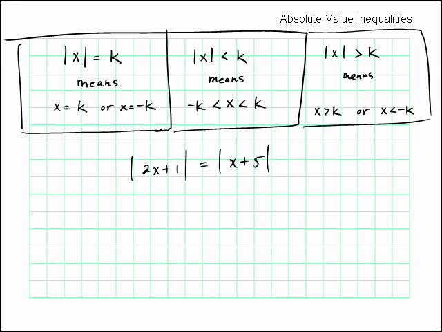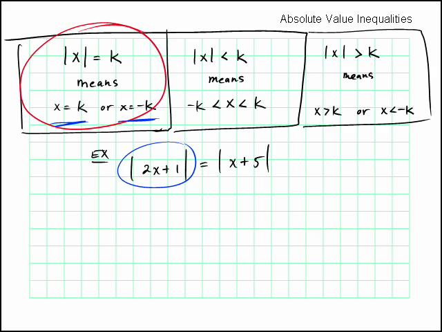And what I do to solve this is I really just treat it as the absolute value equal sign equation. I'm going to do it this way. I take this side, and it's kind of just following the pattern here. 2x plus 1 will equal x plus 5. In other words, just write it without the absolute values.